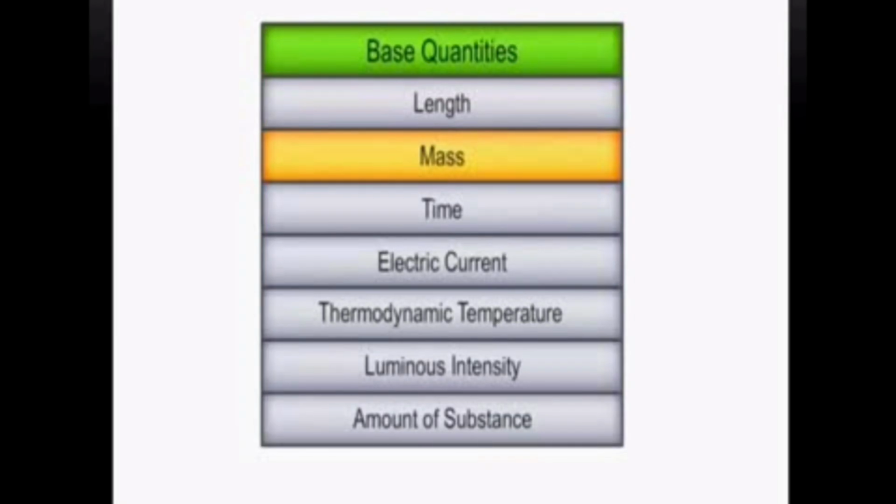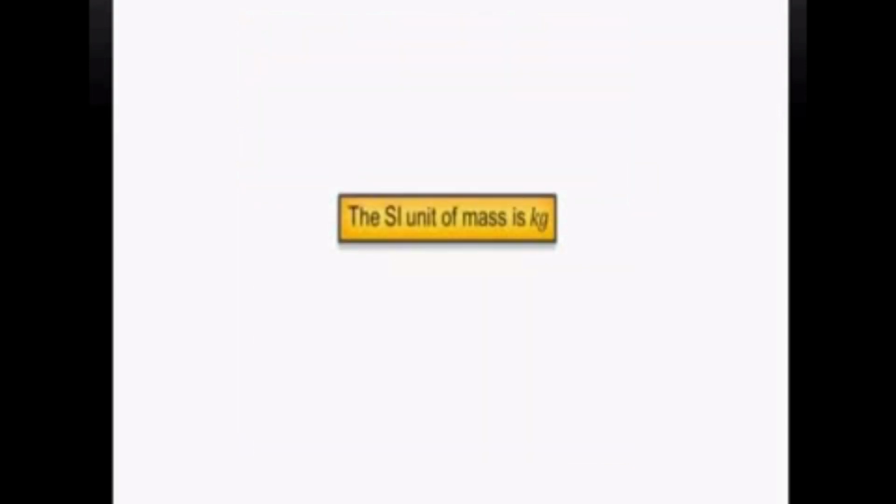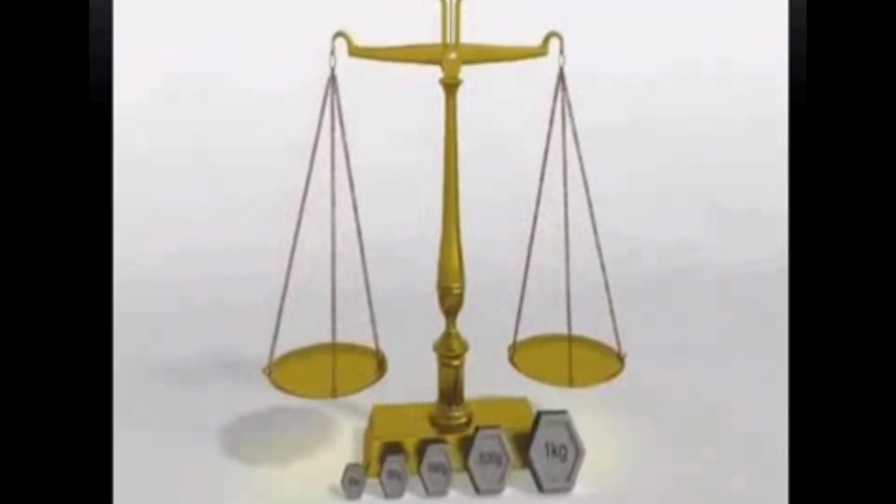Either basic quantities, that is length, mass, time, electric current, thermodynamic temperature, luminous intensity, and amount of substance. These are all the fundamental quantities. The SI unit of mass is kilogram. So now we are going to see about the mass.